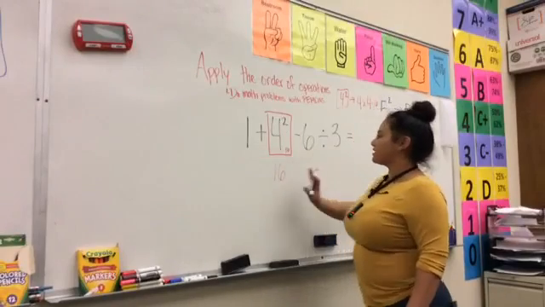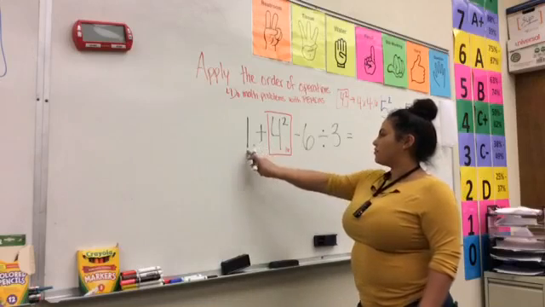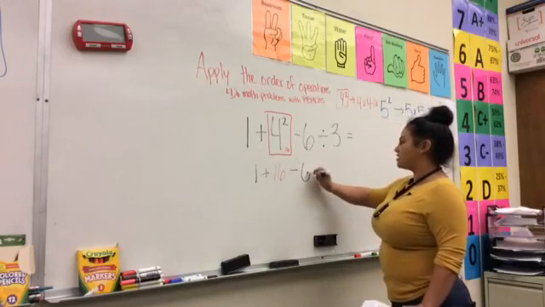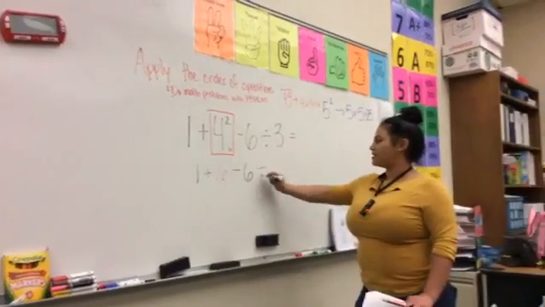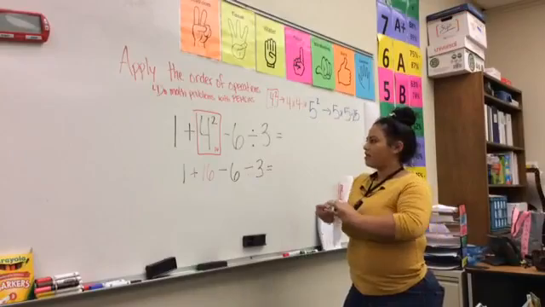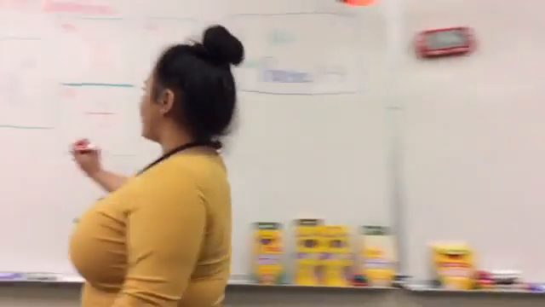Okay. Now I'm going to bring down the rest of my problem just the way it is. Everything stays in the same place. So I'm bringing down my plus, the 1, the minus, the 6, the divided by sign, and the 3. Okay. Nice. So I got rid of my exponent, so I can mark it off because I did the exponent.